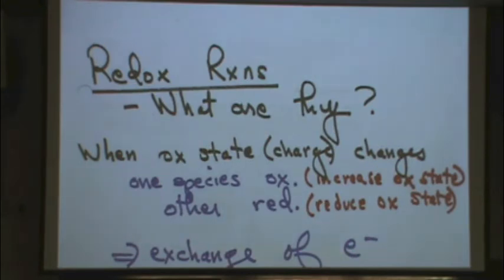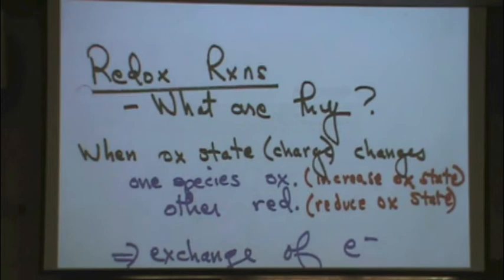What is it? It's when the oxidation states change in the reaction for multiple species. So when the oxidation states change, one species will oxidize, and that means the oxidation state goes up. And hopefully that makes sense. You oxidize when your oxidation state increases. The other species will reduce, meaning its oxidation state numerically reduces. Okay? And it's as simple as that. When the oxidation state goes down, it's a reduction. When it goes up, it's called an oxidation.